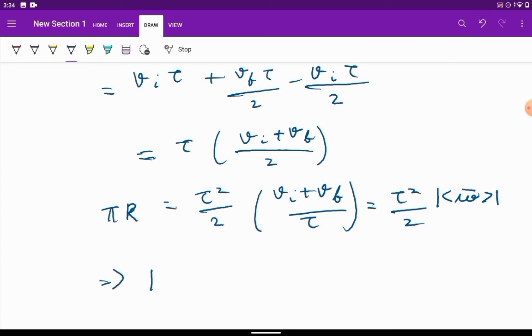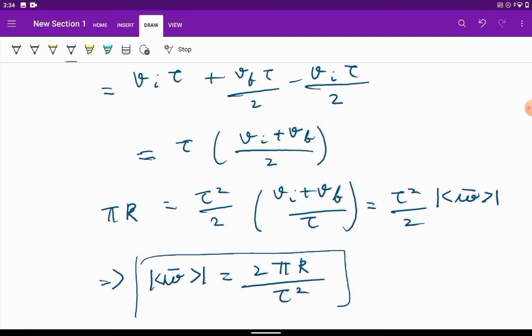Hence the average acceleration magnitude equals 2 pi r divided by tau square, the required value. You can substitute the values and get the answer.